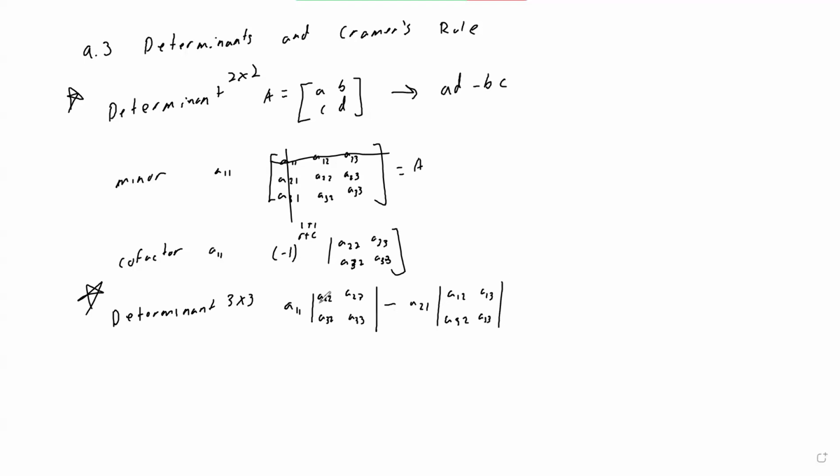And I'll show you which one to pick, depending on how many have zeros. And then plus A31. So you don't have to use this one. This is just a way to do it. You can have something like that or multiple other ways to do it. You can do rows or columns to choose from.